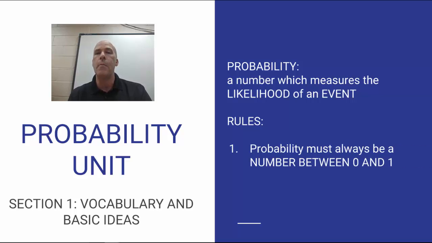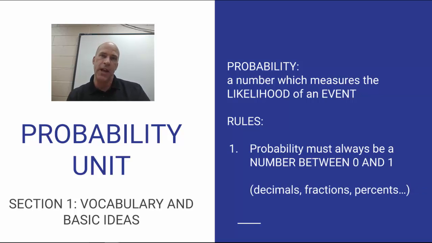The first rule is that probability must always be a number between 0 and 1. Numbers closer to 1 means that those events are more likely. Numbers closer to 0 means that those events are less likely. But we always have to have a number between 0 and 1. And we can express them in a number of different ways. Sometimes we'll use decimals, sometimes fractions, sometimes percents will work well. And we'll work through examples that show each of those.